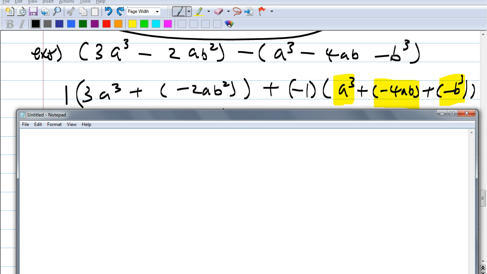Because now we have to then what? We can't find the like terms yet because we have a bunch of parentheses. We got to get rid of these parentheses by, how do you get rid of it? We have to use the distributive property. We're going to distribute 1 here. What happens when you distribute 1?